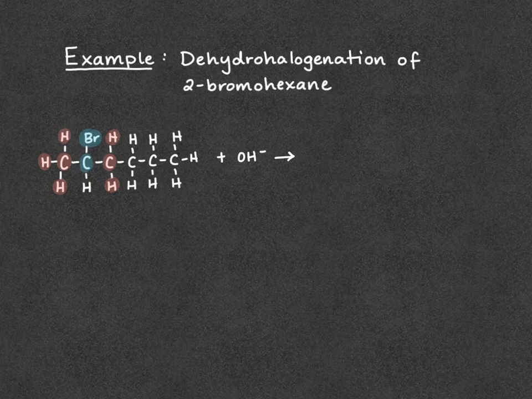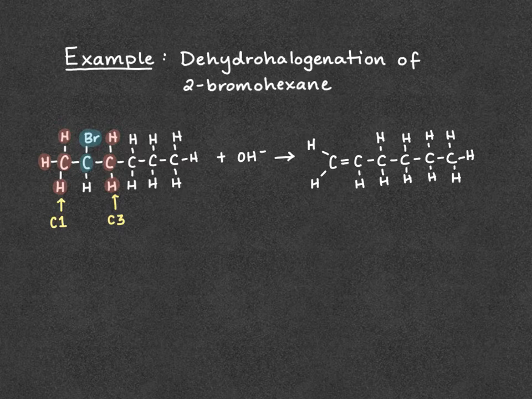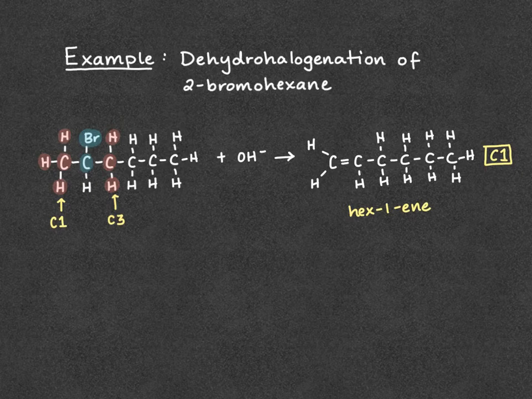Now, if we were to remove hydrogens off of carbon 1, we will get a different product than if we remove the hydrogens off of carbon 3. So if we remove the hydrogens off of carbon 1, our double bond will be between carbon 1 and 2. And we'll be left with 2 hydrogens on carbon 1, 1 on carbon 2, and we won't change anything about carbons 3 through 6. So that is our product if we remove a hydrogen off of C1. That product is called hex-1-ene.